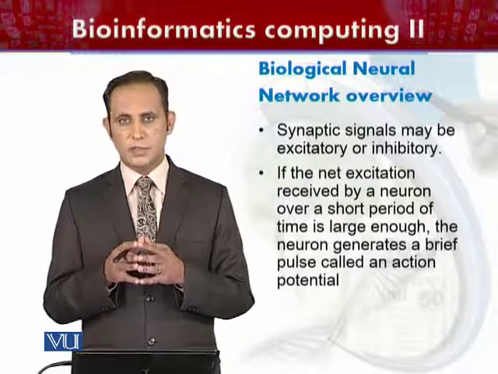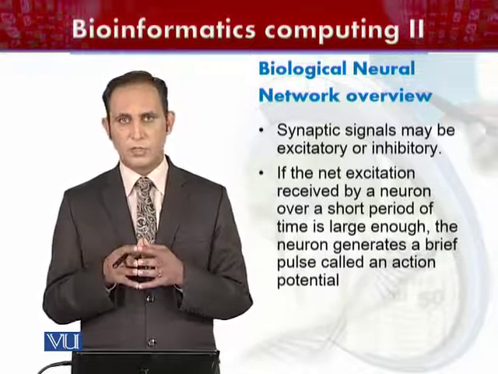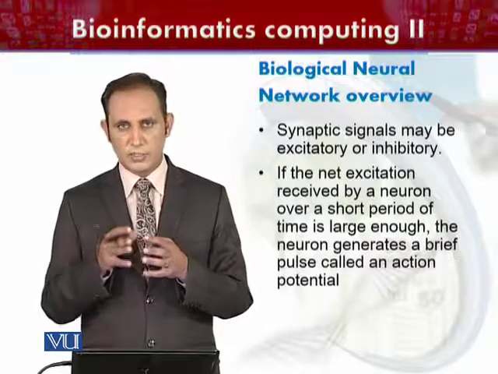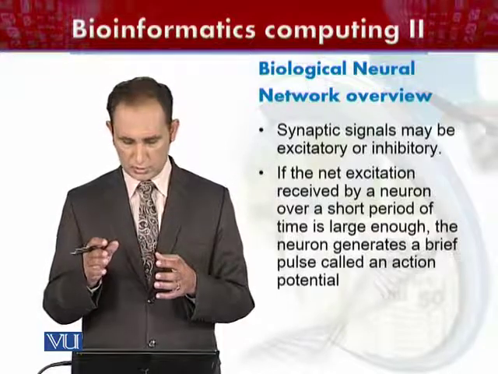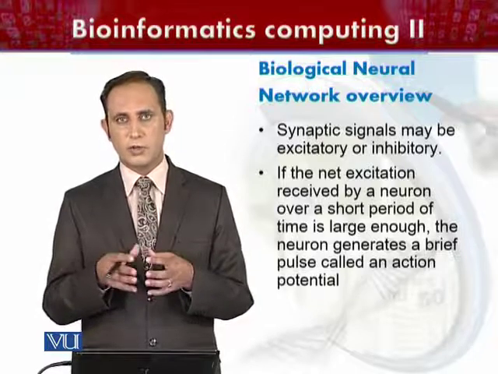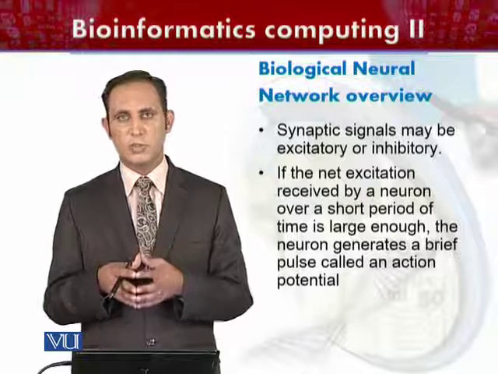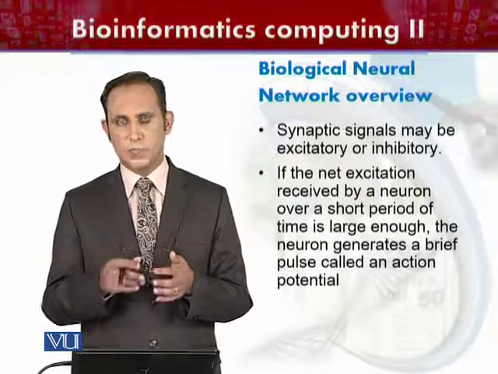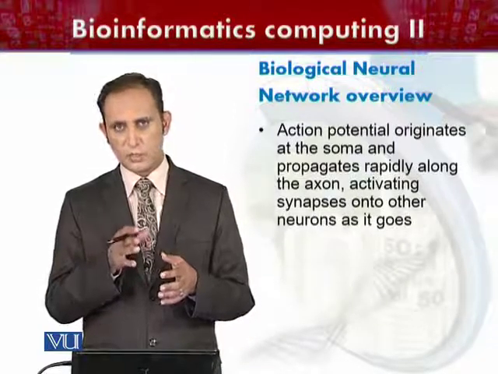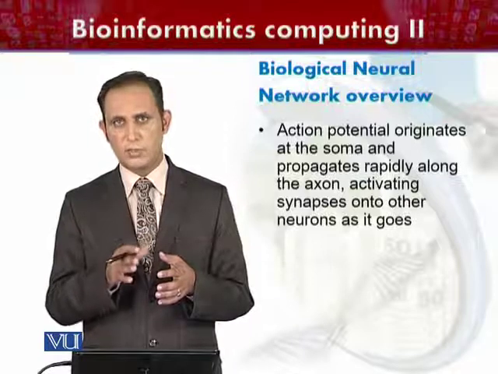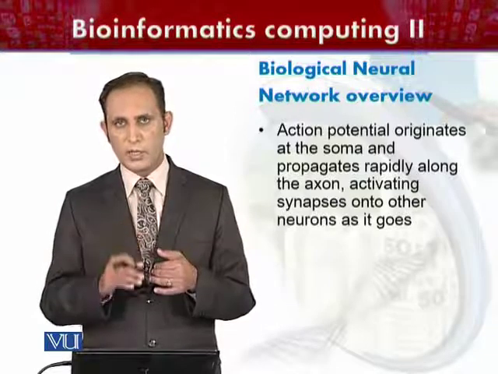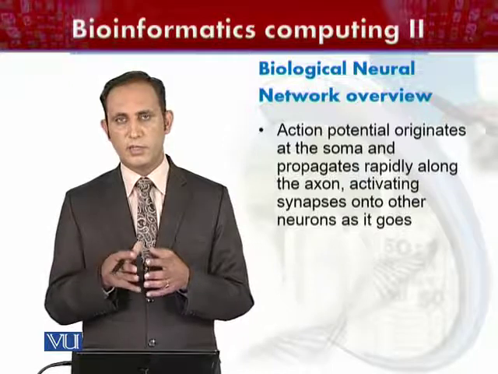If the net excitation received by a neuron is large enough for a short period of time, then the cell body of the neuron generates a specific pulse, called the action potential. So it means that if the cell body receives enough signals over a short period of time, it produces an action potential, which originates at the soma and is propagated from the soma through the axon of that neuron to many different neighboring neurons in the system.